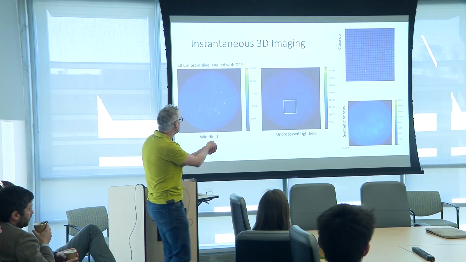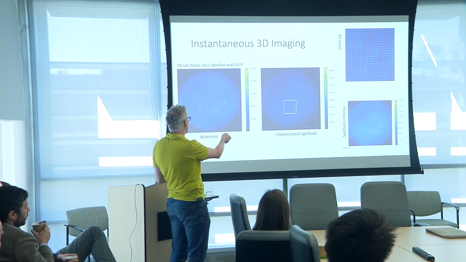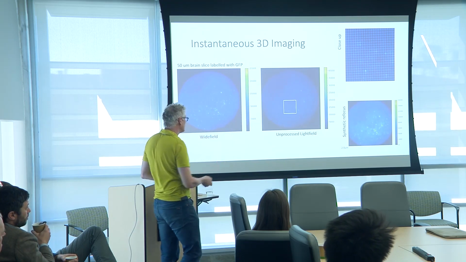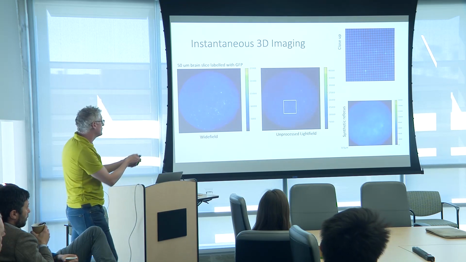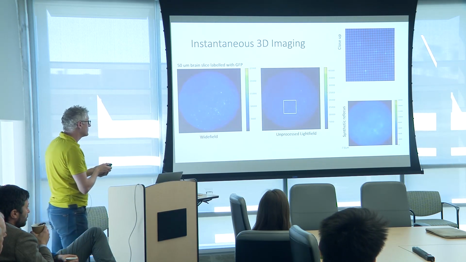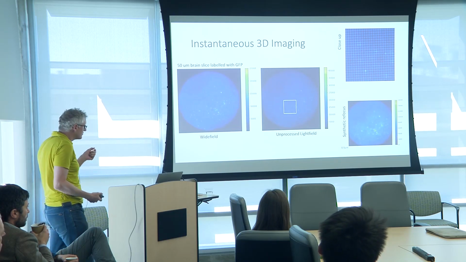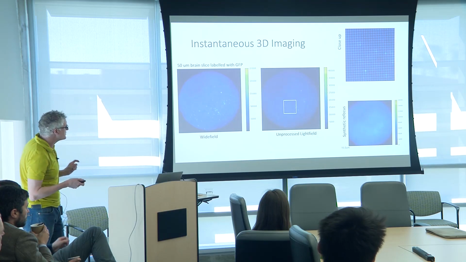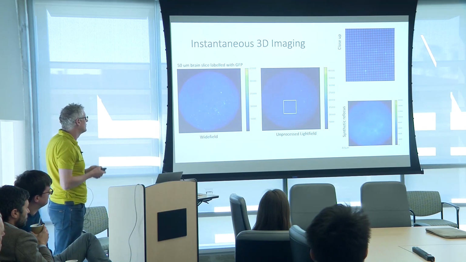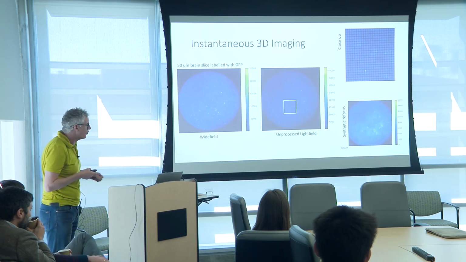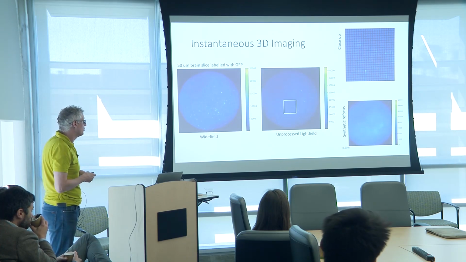Then if we zoom in at this box here, you see something like this. That's what it might look like unprocessed. You can then do various processing steps, the simplest of which is this synthetic refocus algorithm, where you can get back effectively to what the wide field would look like.